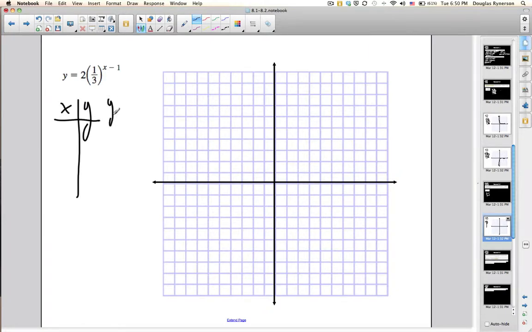My input-output table is going to be for y = 2 times 1/3 to the x power. K had a value of 0, and I just took h back out of the equation. Inputs are -1, 0, and 1. 1/3 to the -1 power is 3, times 2 is 6. 1/3 to the 0 power is 1, times 2 is 2. And 1/3 to the first power is 1/3, times 2 is 2/3. So at -1, I'll be at 6. At 0, I'll be at 2, and at 1, I'll be at 2/3. And this is what my decay graph looks like.